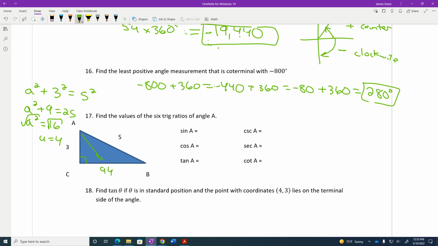Okay, now from here, we're asked to find all of these in relation to A. So we're asked to find the sine of A. I always like to write out SOHCAHTOA.